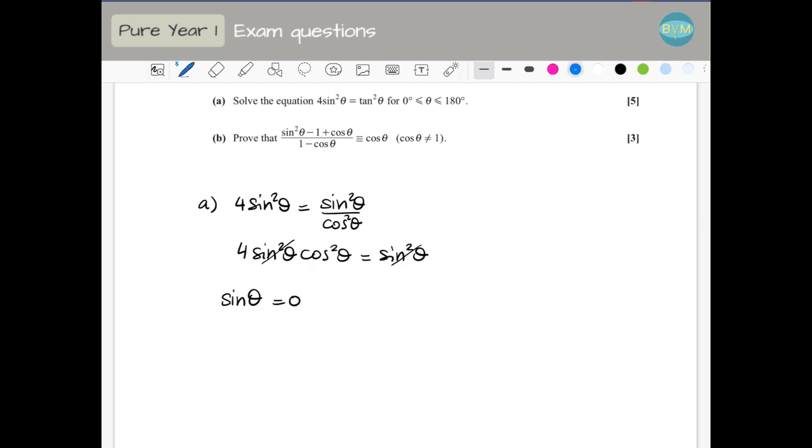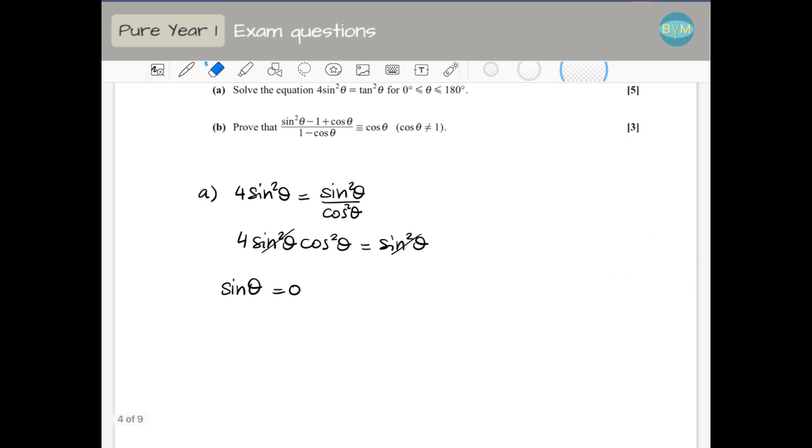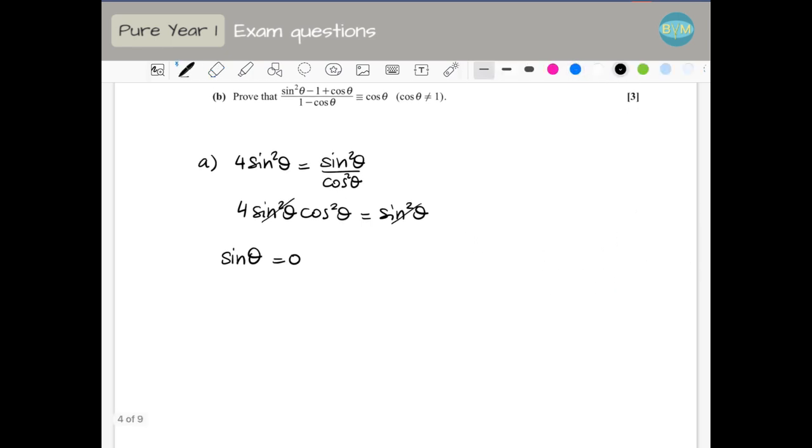Another way of thinking is I'm going to move everything to the left-hand side, and I'm going to factorize. And then you're going to see why this is happening. So if I take sine squared outside, I have 4 cos squared theta minus 1 equal to 0. And here it is clear that sine theta can be 0 or this bracket can be 0. So either way, if you cancel, please remember that sine theta can be 0.